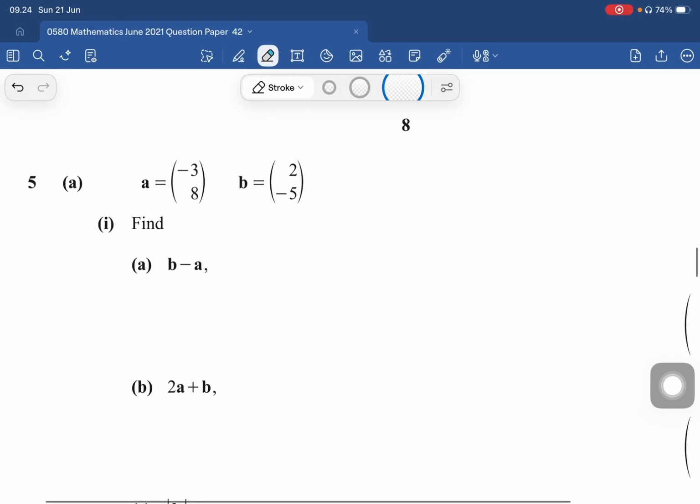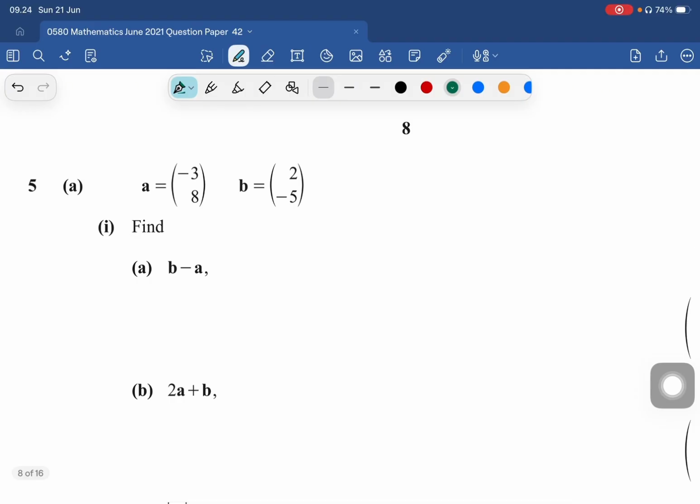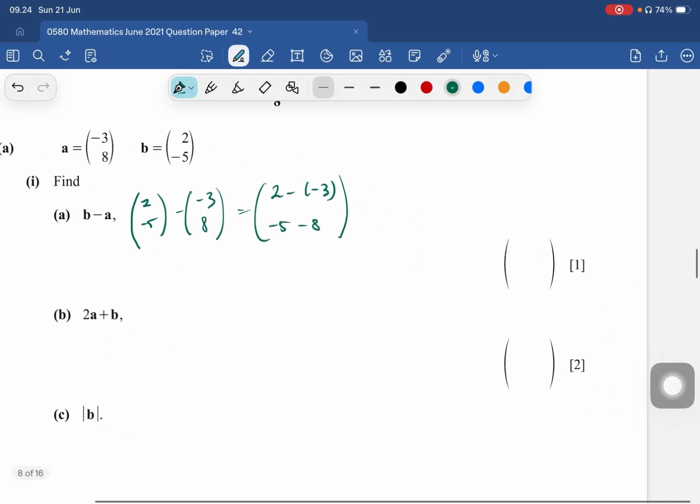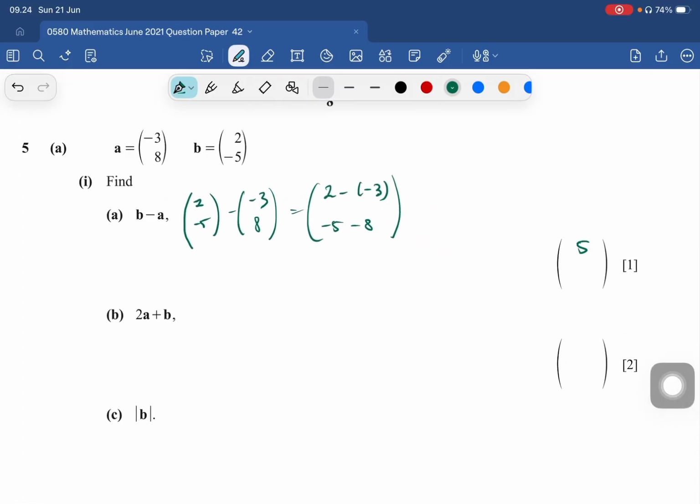So let us find vector b minus vector a. We can just rewrite it again. b is (2, -5) and we minus a, (-3, 8). So 2 minus negative 3, and then negative 5 minus 8. So we got the final answer as (5, -13).